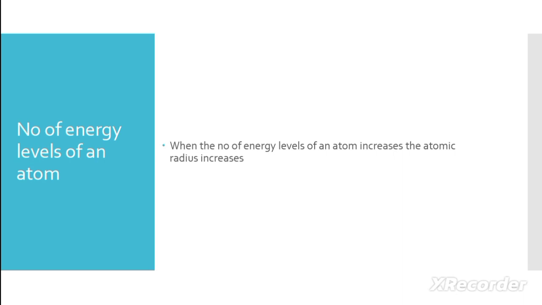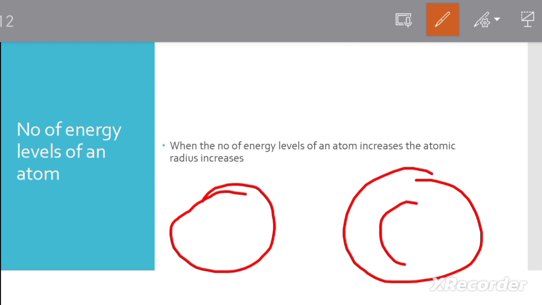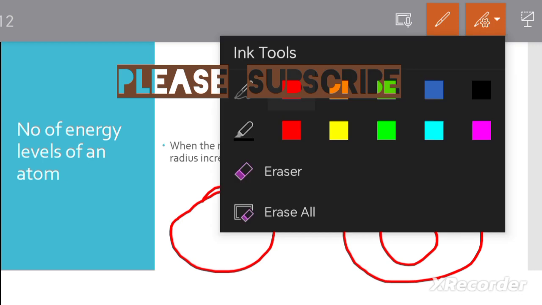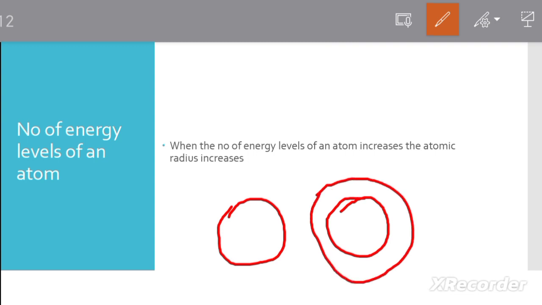It is a very obvious thing, right? We will compare hydrogen and lithium, right? Hydrogen has just one energy level and lithium has two energy levels. We will take it in the same size here like this. First energy level and the second energy level. Here in hydrogen, this distance from the nucleus is the covalent radius, and here the distance has increased when the number of energy levels increased. So that is very obvious. When the number of energy levels of an atom increases, the atomic radius increases.